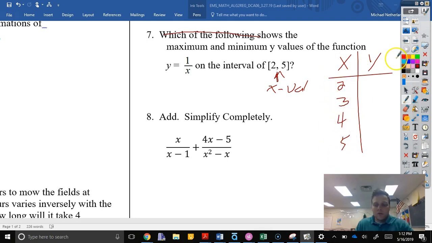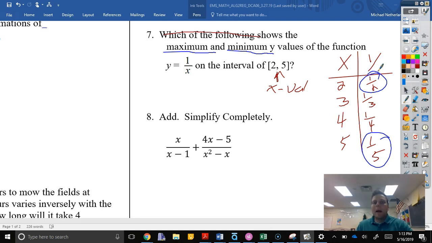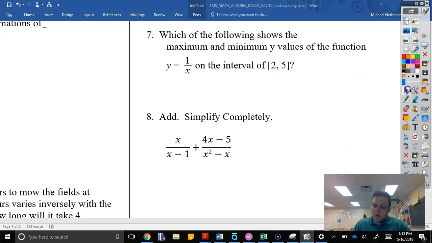It doesn't say just whole numbers. So technically we have 2.5, 3 and 1/3, okay? But we're just not going to write those out. And then you're going to plug them back into this original parent function. So we'd get 1 over 2, 1 over 3, 1 over 4, and then 1 over 5. And it's simply asking which one's going to be the maximum y value and which one's going to be the minimum y value. But remember, with fractions, it's opposite of what we think a lot of the time. 1/5 would be my minimum, and 1/2 would be my maximum. Okay, moving on. Let's go to problem number 8.